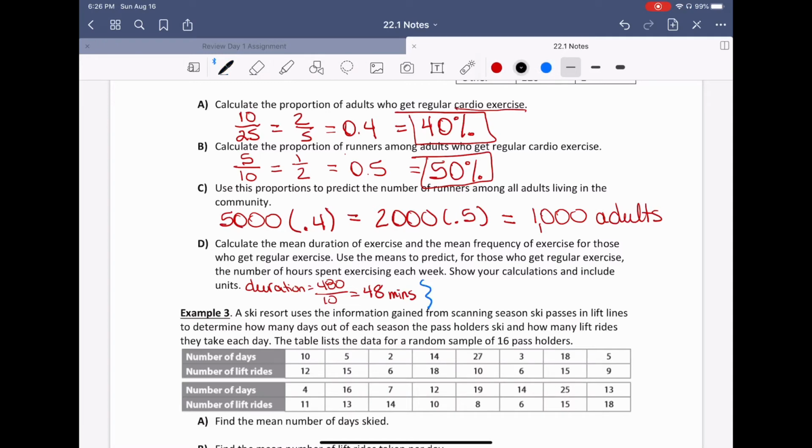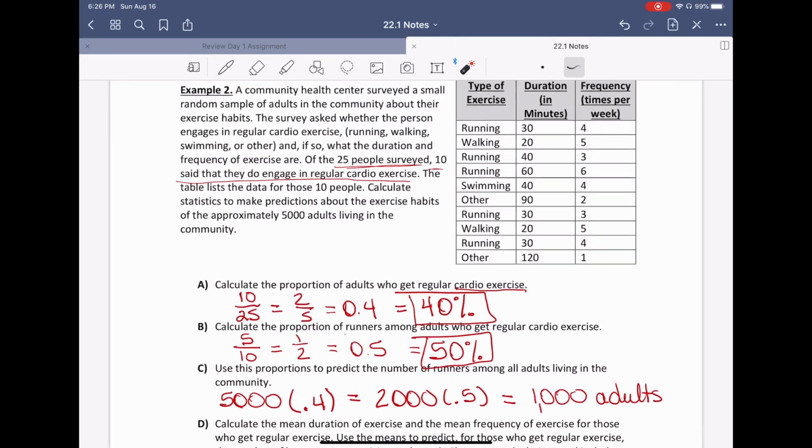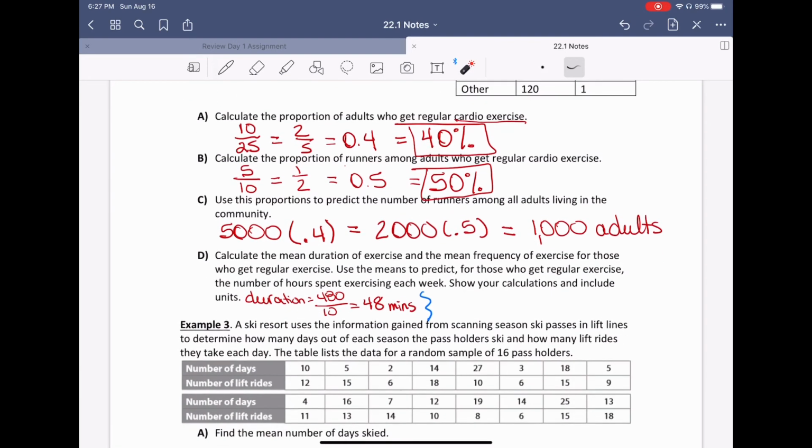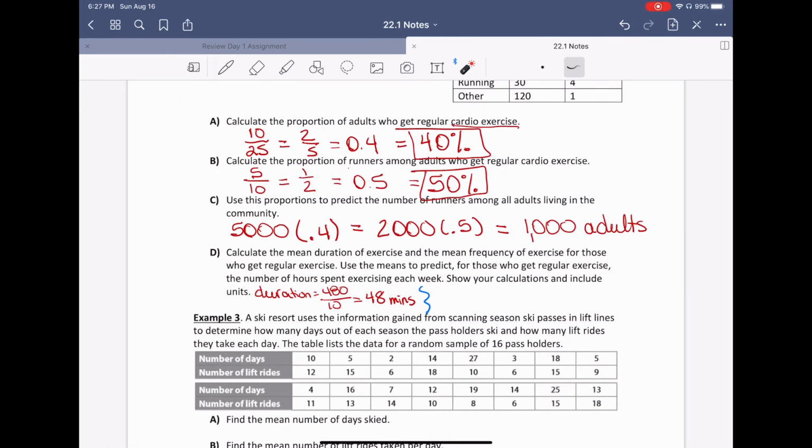Second part, we are calculating the frequency of exercise. So how many times a week do they exercise? Well, now we're looking at this column here. Go ahead and add those up. And we get 37, divided by 10 gives us 3.7 times per week.